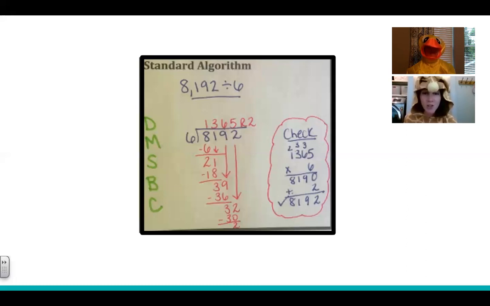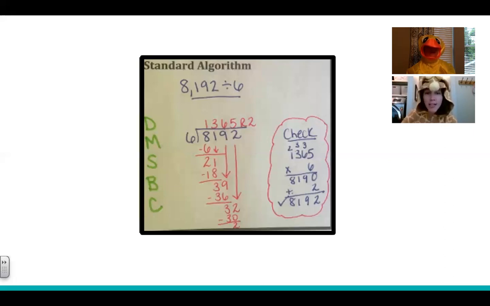39 minus 36 is 3. Last time, bring down the 2. 32. So 6 times 5 is 30. So 5 goes on the roof. And 32 minus 30 is 2, and you will have a remainder. So the answer is 1,365, remainder 2.